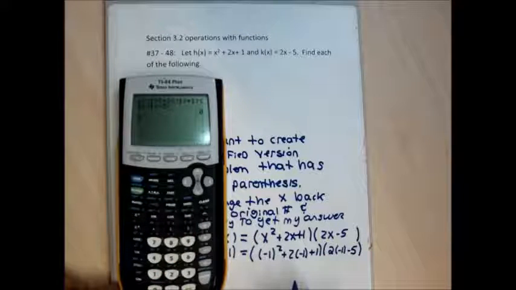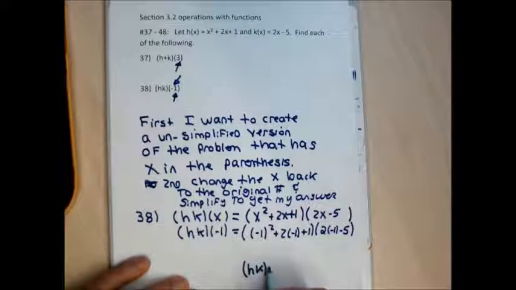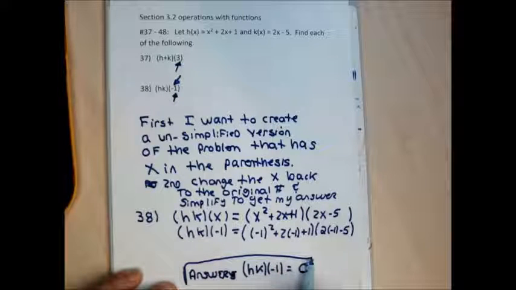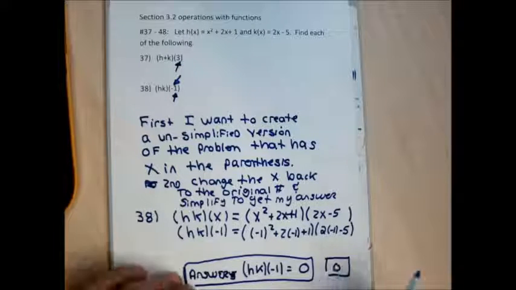My answer to this is going to be h times k of negative 1 equals 0. It would be wrong to say x equals 0 for my answer, because x is actually equal to negative 1. It would be okay to say y equals 0 for my answer. Slow start this morning. But that's probably the best answer for this problem. If you just wrote the number 0 for an answer, that would be okay.